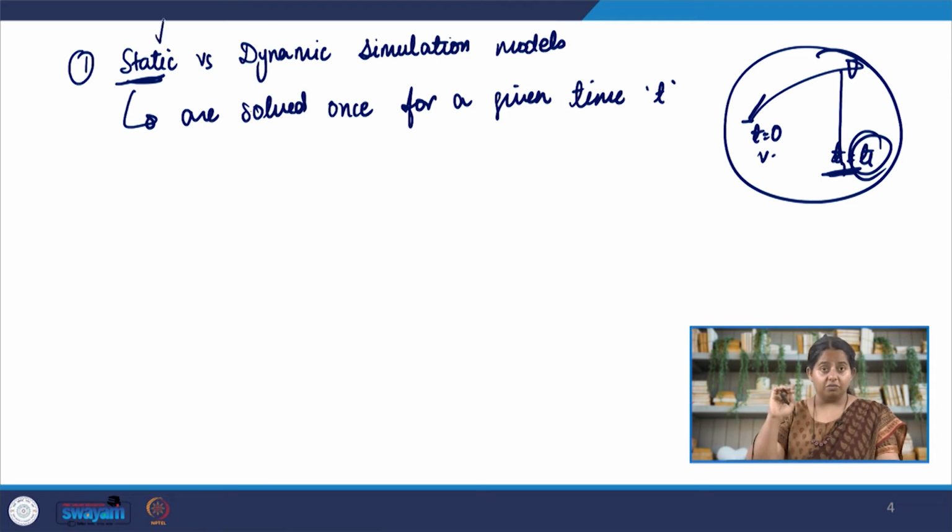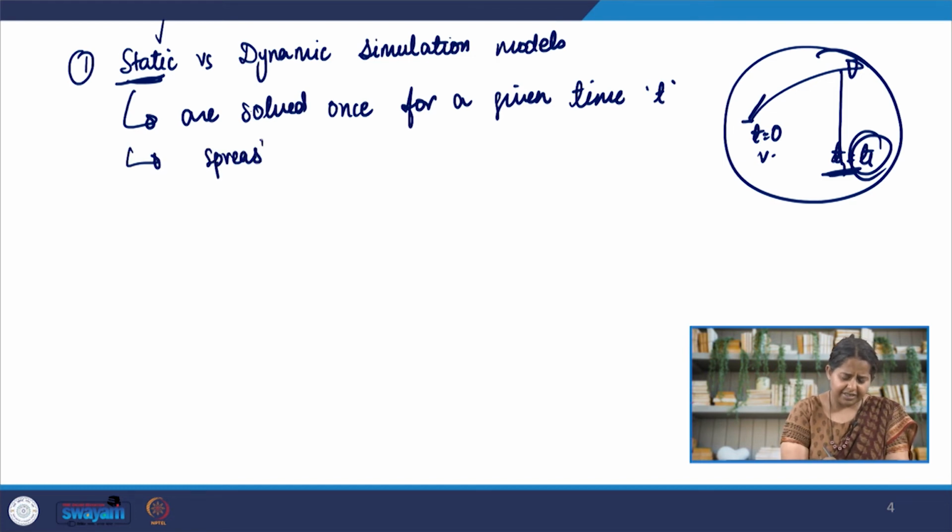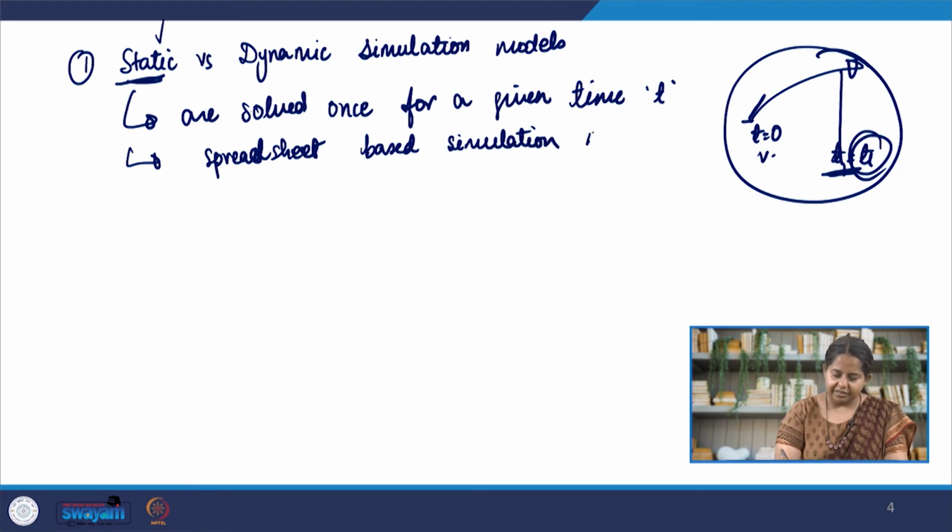It is solved for one given time t, it's solved only once, and most of the simulations that are spreadsheet based, these are easy because we are just putting in the value for one given time. So most of the simulation models that are spreadsheet based are static models. Also, most of the Monte Carlo based models are also static models.